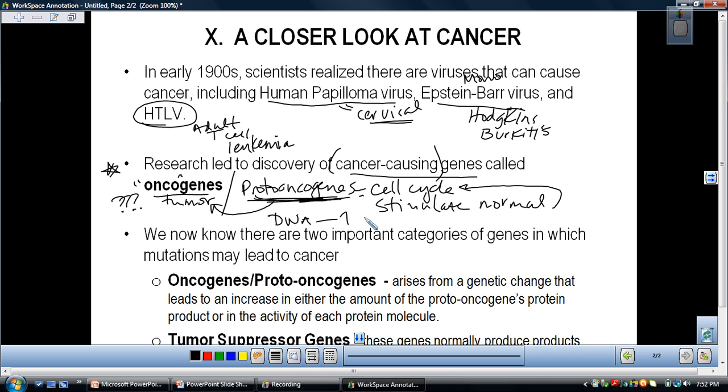So it's some kind of increase in protein, either production altogether or the activity of that protein. So we do know that is happening. Okay, so there's two categories that we're going to talk about from here on out in the notes.